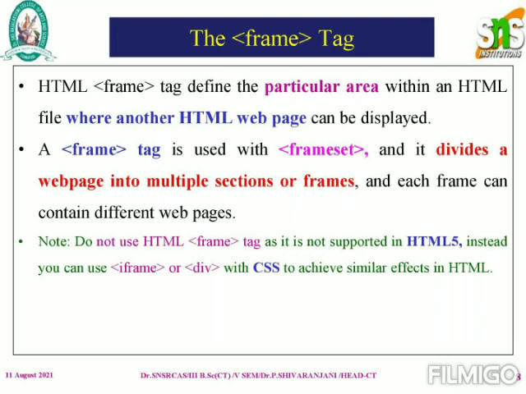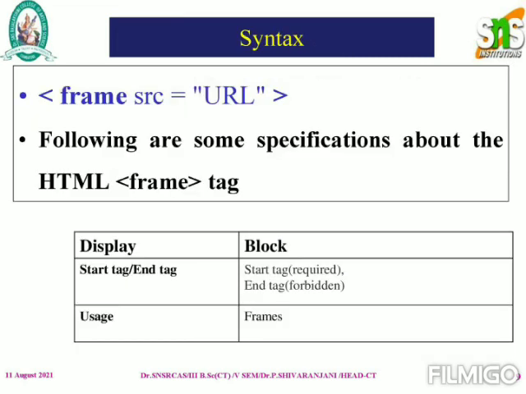So the next one is the syntax of the particular HTML page. That is your frameset. Here you have to describe the frame src is equal to URL. Then you have to specify the following specification: you have to define a starting tag and ending tag. Here the starting tag is required and the ending tag is not required. Either it can be described or it cannot be described. It can also be described without the tag, and you can also use the frames.